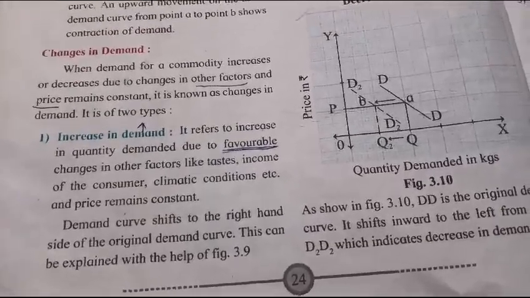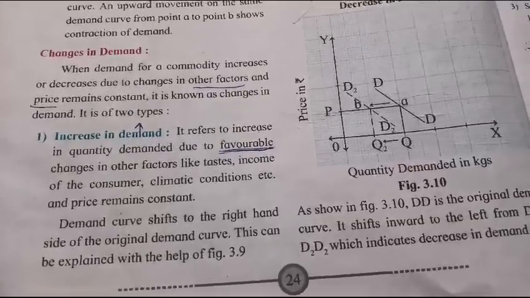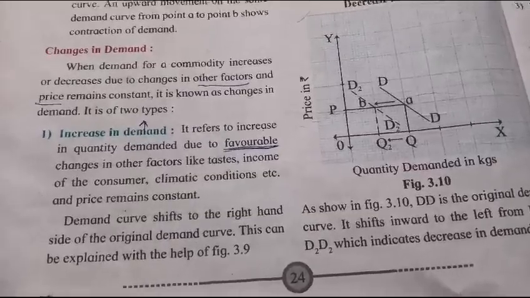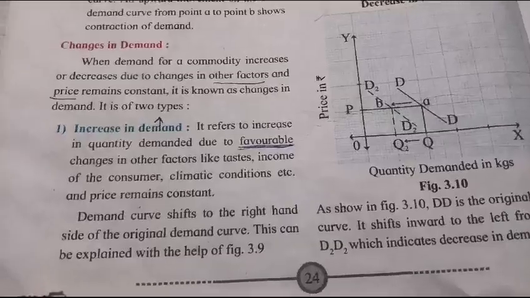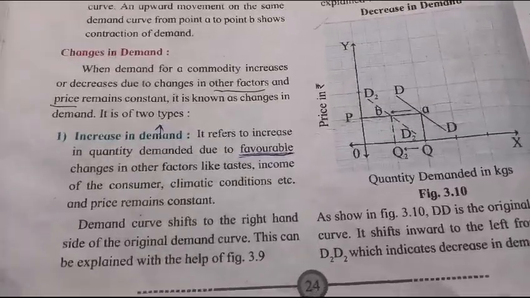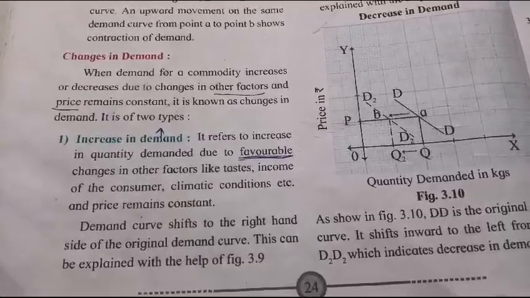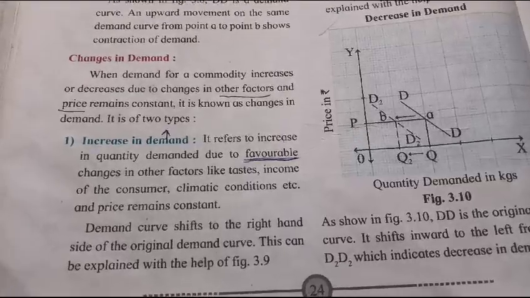First, increase in demand. It refers to increase in quantity demanded due to favorable changes in other factors like taste, income of the consumer, climatic conditions, etc., and price remains constant. Demand curve shifts to the right hand side of the original demand curve. This can be explained with the help of figure 3.9.